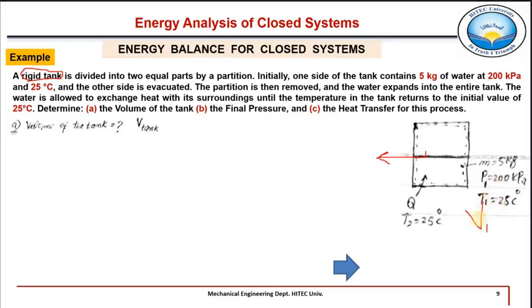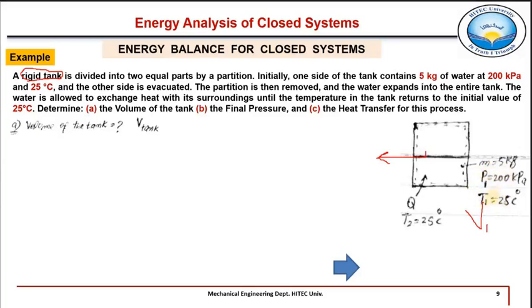Here we cannot use PV is equal to MRT because this is not an ideal gas, this is water. And also maybe this water is not in the superheated region. Even if it is in the superheated region, we still have to see whether we can use PV is equal to MRT or not. For water, in most cases we should not use PV is equal to MRT, because the water which we normally use at these temperatures and pressures will not be far away from its dome. It is near to the dome condition.